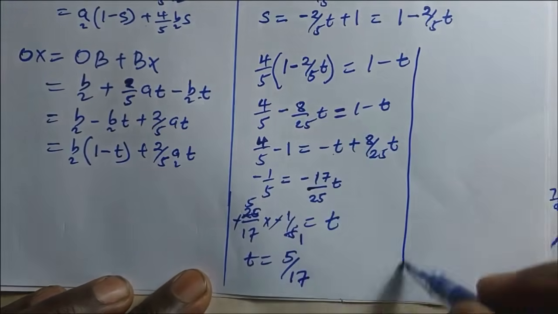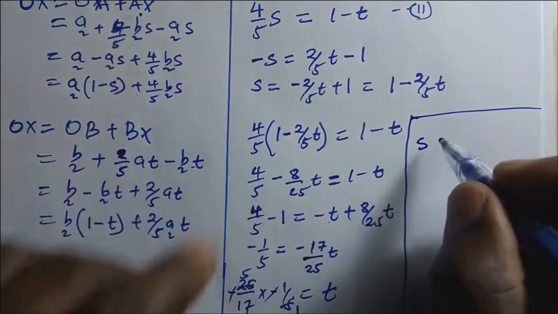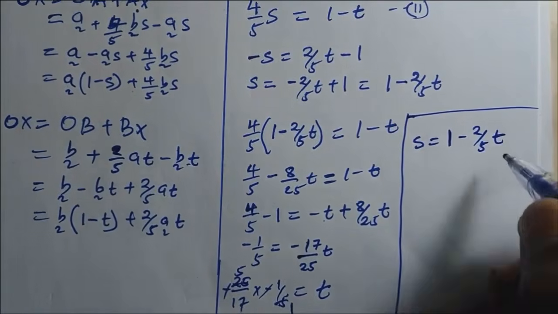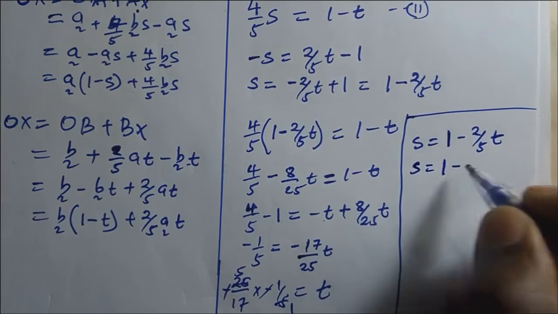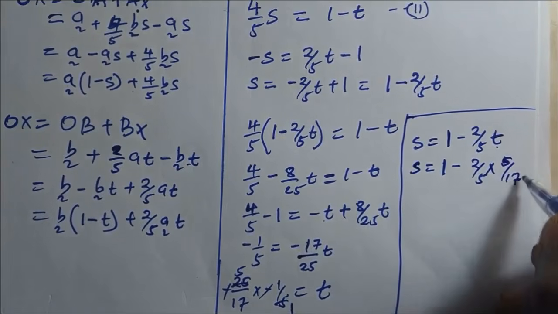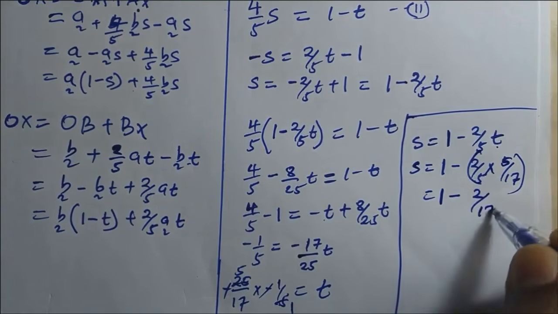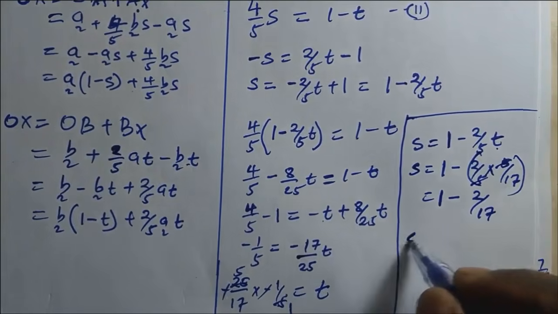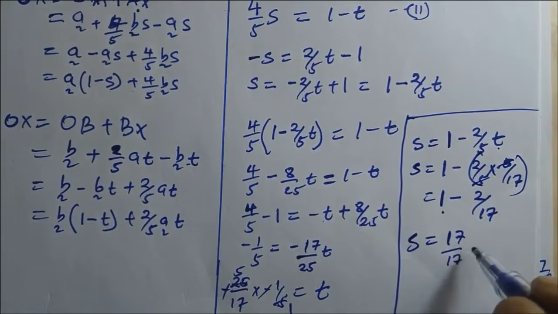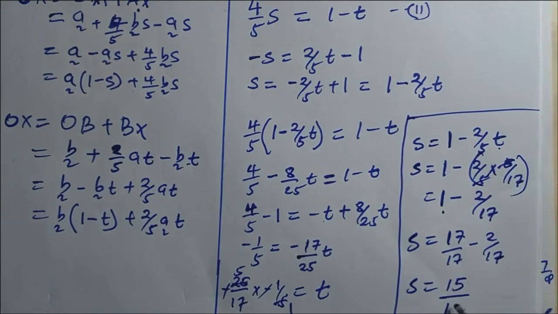So to get s, remember we said that s is equal to 1 minus 2 over 5t. Now we have t. The s will be equal to 1 minus 2 over 5 times t, and our t is 5 over 17. So this is 1 minus 2 over 17, because 5 and 5 will cancel out. This is 17 over 17 minus 2 over 17. So s is equal to 15 over 17.